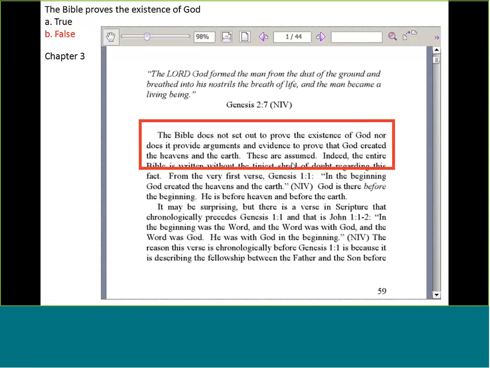This is also something that we talked about in week 1, even though this is a question from week 2, that we can't prove things like the existence of God. We can't prove that creation is true. We can't prove that evolution is true. These are all things that we take on faith. So the answer to this question is false.